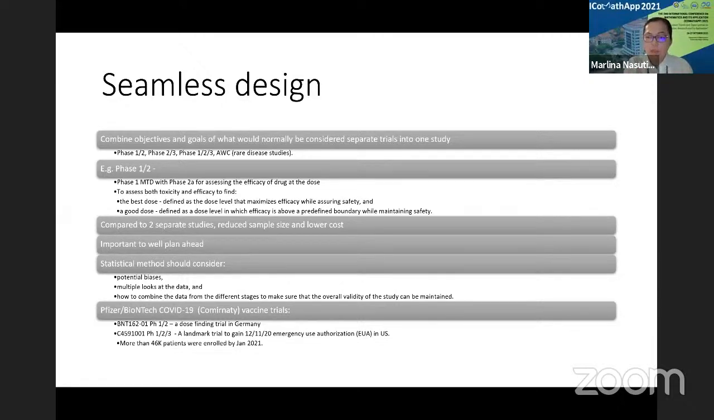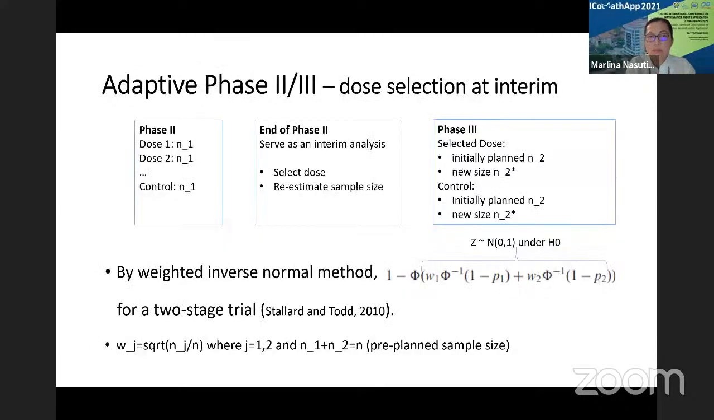So that's basically how we can streamline or speed up the process of approval, of course without risking the safety and efficacy of the drug. This is just an example of an adaptive phase 2/3. Here we can see that the end of phase 2 serves as an interim analysis, where the doses in phase 2 are selected according to specific criteria, and in addition to selecting the dose at the end of phase 2, there is also a re-estimation of sample size. So for phase 3, because of the seamless design, the sample size is re-estimated, giving a new sample size to start with, where the sample size calculation is done using the weighted inverse normal method.